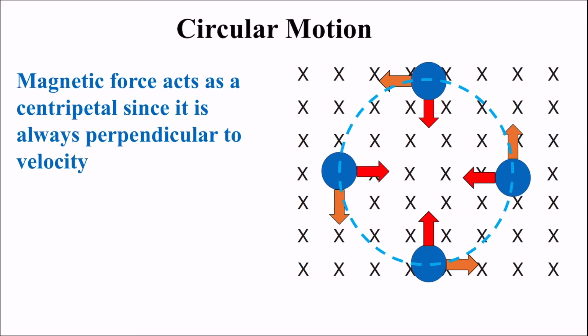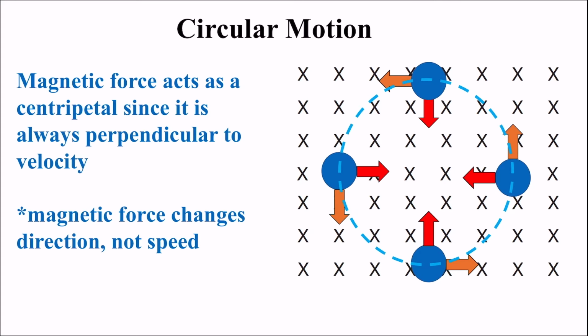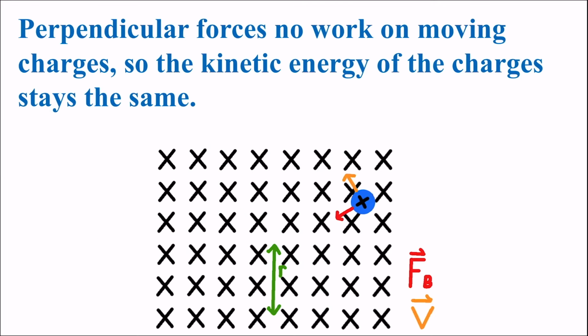Now in circular motion, there's always a force perpendicular to velocity, and that's exactly what happens when there's a magnetic force. The magnetic force is always going to be perpendicular to the velocity vector of the charge, which causes uniform circular motion. And because the force is always perpendicular, a magnetic force will change the direction of the charge, but not its speed. One thing to note is that perpendicular forces don't do any work. So a magnetic force will never do work on a moving charge, which means it'll never change the kinetic energy of the moving charge.